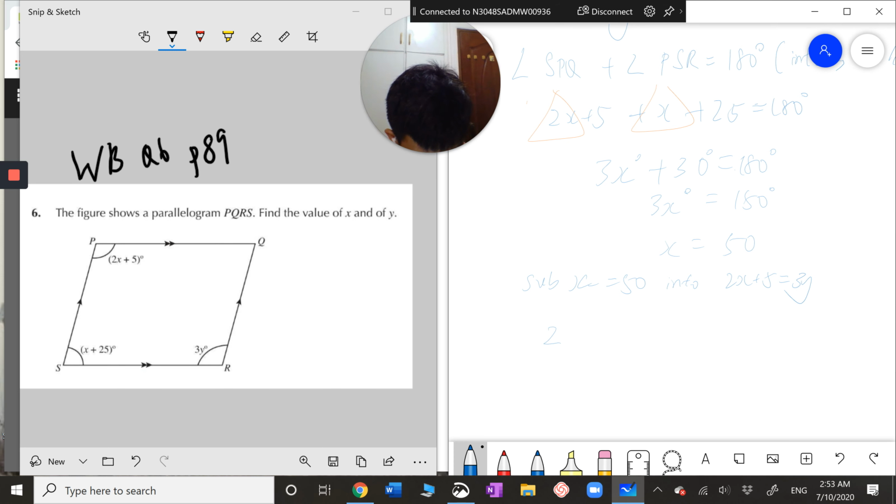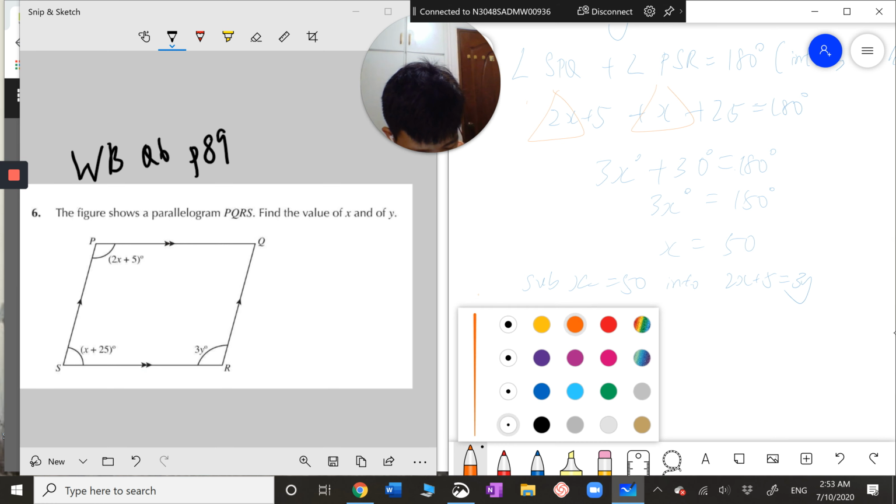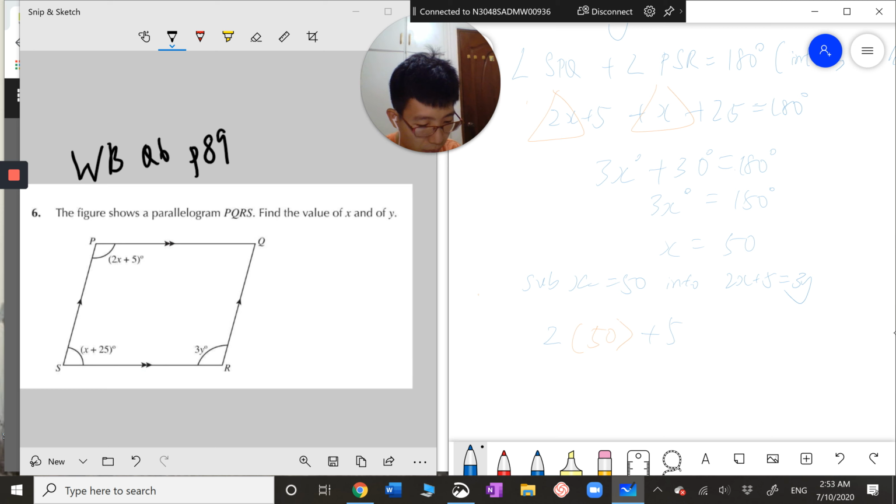So 2 times 50 plus 5 equals 3y. So you add them up, 2 times 50 is 100, so it's 105 equals 3y. And in order to find y, I divide both sides by 3. So in this case, y equals 35. This will be the answer for x and y.